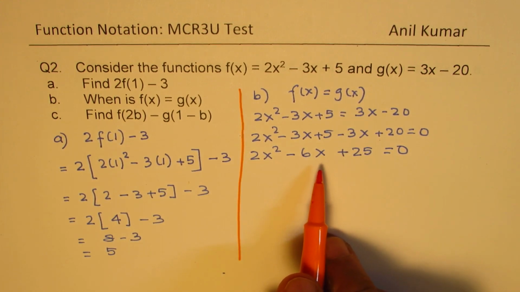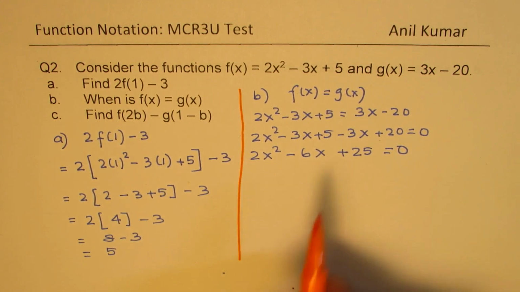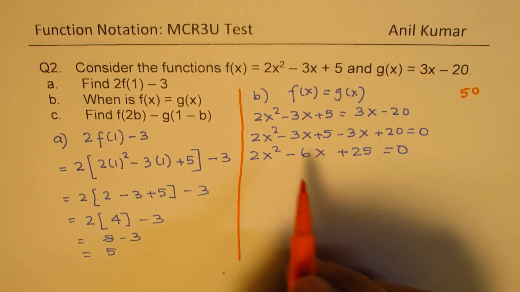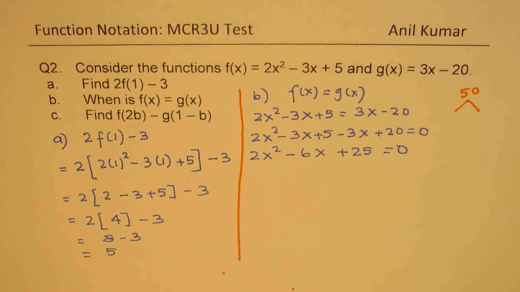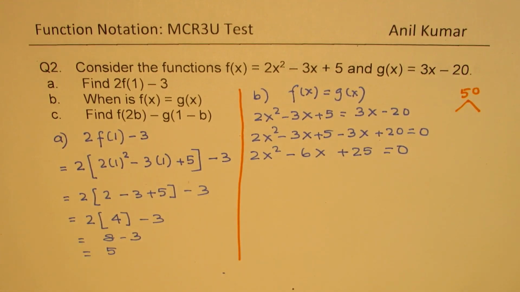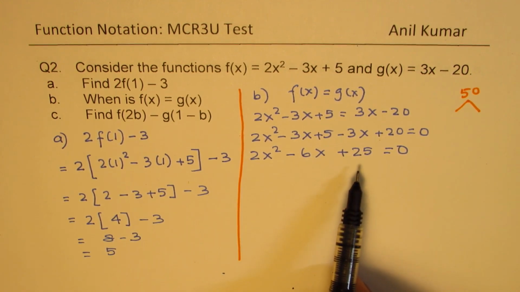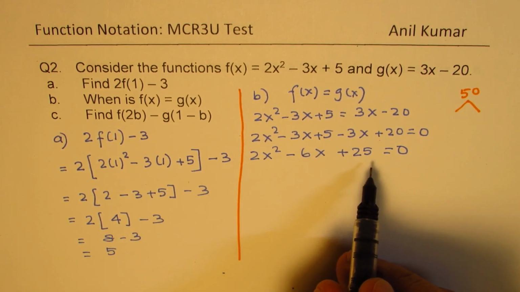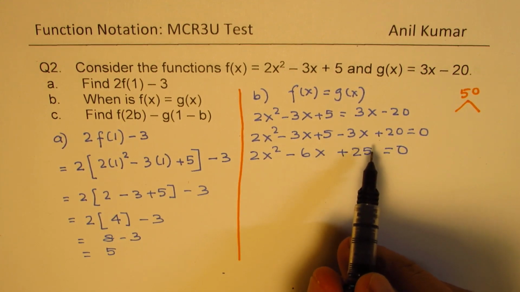Now we'll try to factor this. We are looking for product of 50 and sum of minus 6. So 5 times 10, it doesn't really work out. So if it is difficult to work out, then we could just use quadratic formula. So now we are going to use the quadratic formula to find this particular solution.